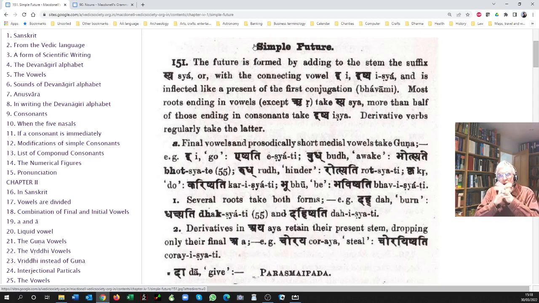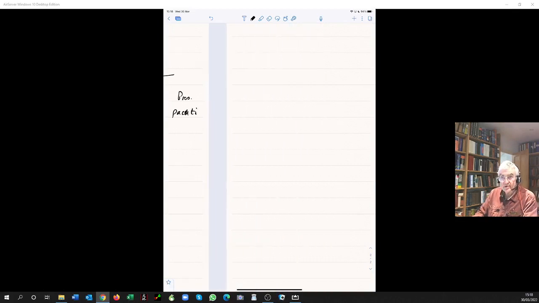So if you look at what Macdonell says, the basic rule is that you add sya to make the future stem. So root, either modified or unmodified, I'll explain in a moment what I mean by that, then sya, or with connecting vowel i, making ishya, and then it conjugates exactly like any ordinary present tense in Pali as in Sanskrit. Now let us look at Sanskrit. I'm going to go back to my iPad. Here we go, just on page 2 of the iPad.